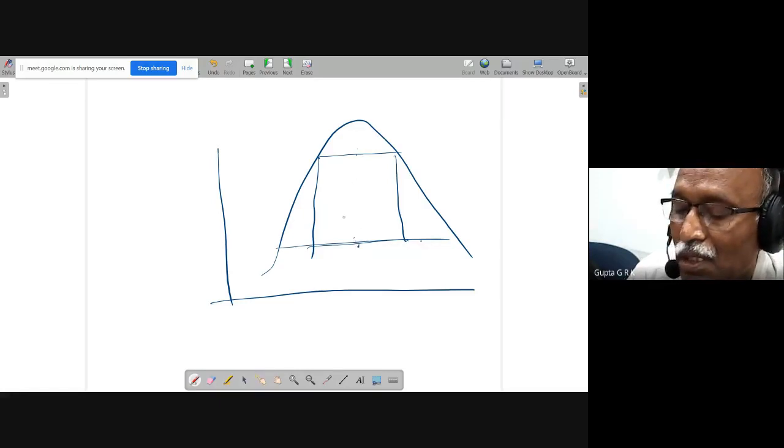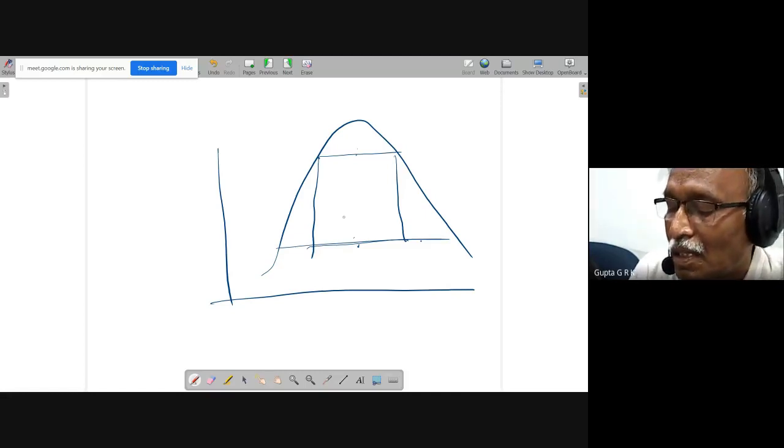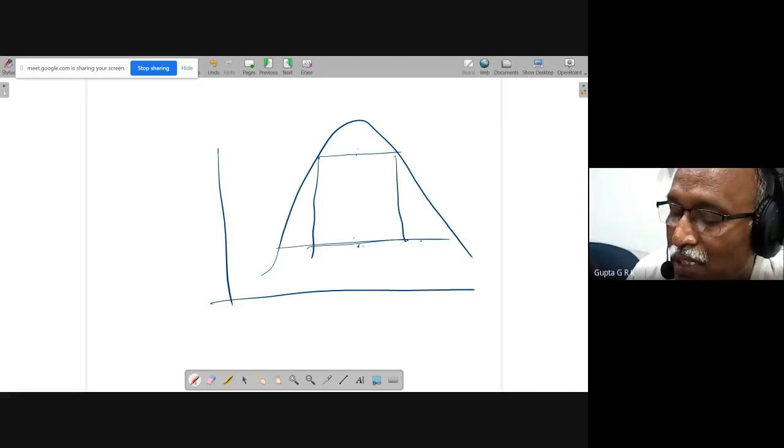If it is a refrigerator, I have to find out the COP based on TL and TH. If it is a steam Rankine cycle, or sorry, steam power plant, I have to use this TL and TH. 1 minus TL by TH gives the efficiency. Like that, I have to do.